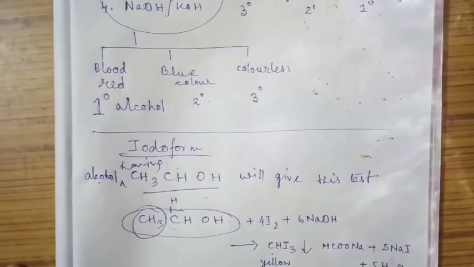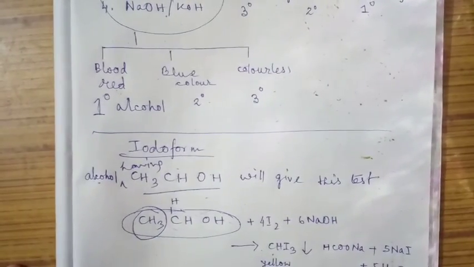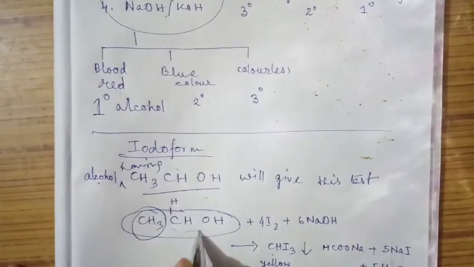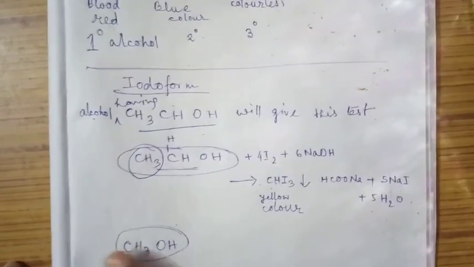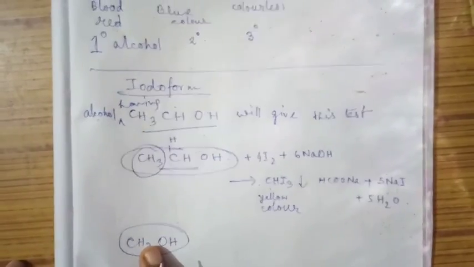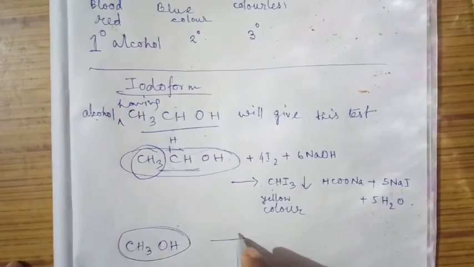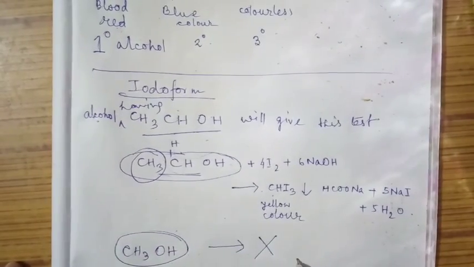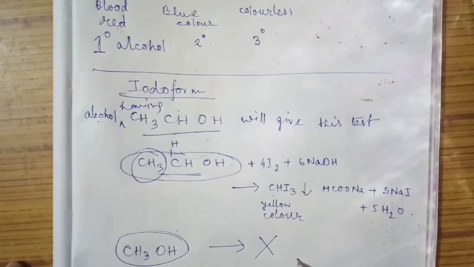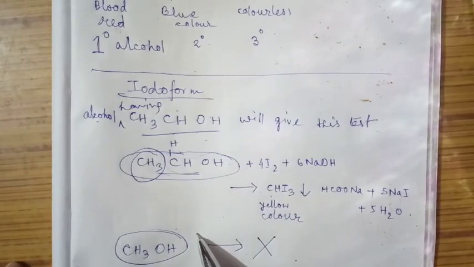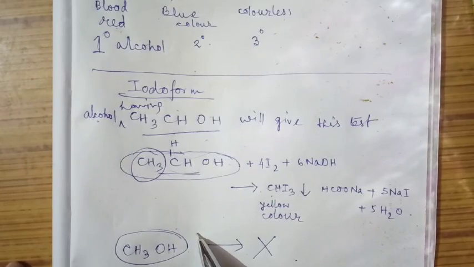Suppose your compound is CH3OH. It is not having the CH3CHOH group, okay? So CH3OH will not be able to give the iodoform test. It will not give iodoform test. In this way you can distinguish between different kinds of alcohol, although both are primary alcohols, but you can distinguish between them.